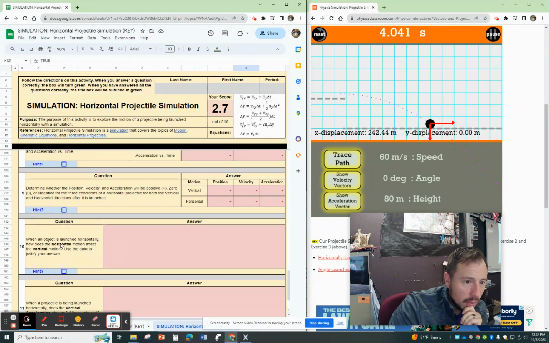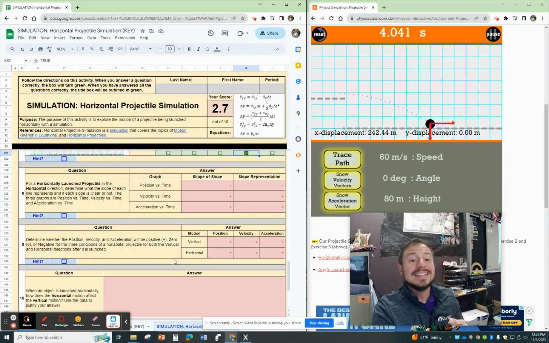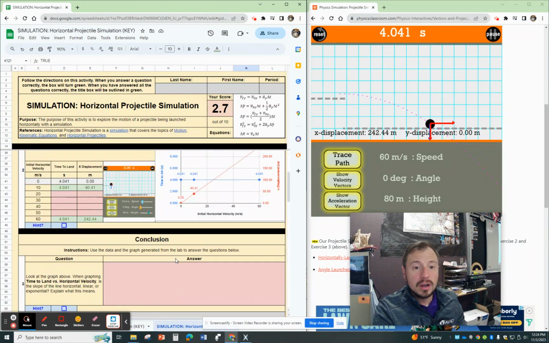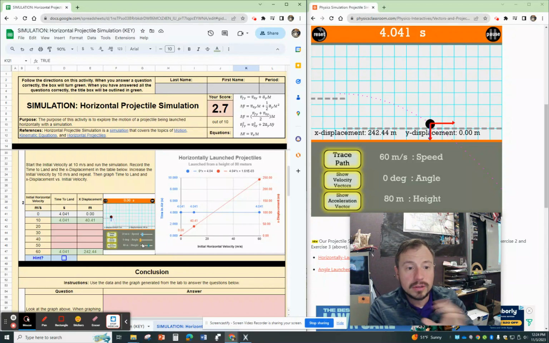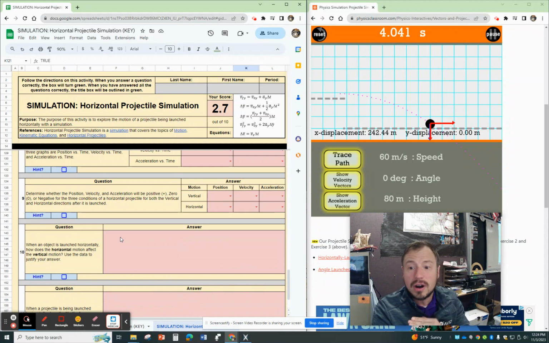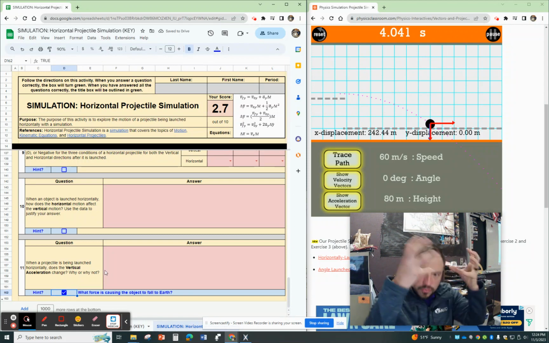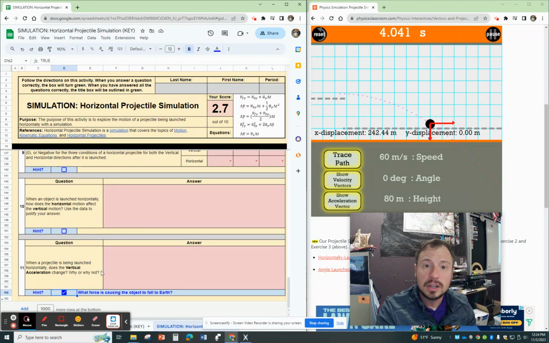Now, when an object is launched horizontally, how does the horizontal motion affect the vertical motion? Well, just because it's being launched off the table, it did not matter how fast it was going. You can see the time interval is going to be the same, so it doesn't really have an effect. It did not matter how fast it was moving horizontally. Now, when a projectile is being launched horizontally, does the vertical acceleration change? You can see from the graph it doesn't, and here's why. Look at the hint: what force is causing the object to fall down to Earth? And does that change? Good. All right, so once again, this is the horizontal projectile simulation.